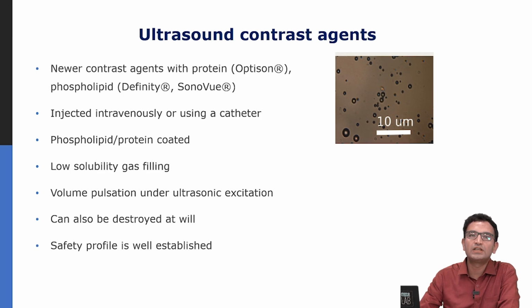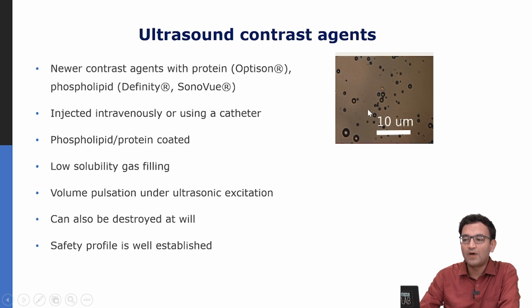Those contrast agents leak into the interstitial space, but here these contrast agents are actually given by injection either intravenously or using a catheter, and like I mentioned, they are stabilized by phospholipids or proteins. There are polymer shell bubbles also in research, but to my knowledge they are not clinically approved. These have low solubility gas filled in them, such as sulfur hexafluoride or some perfluorocarbon gases which have low diffusibility, low solubility in aqueous media, and therefore they stabilize the microbubble.